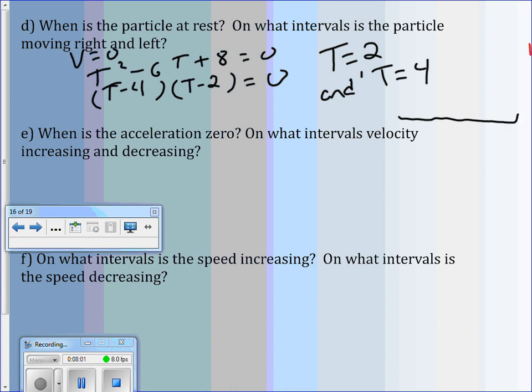Right, so I'm going to start out at 0. There's a 2. There's a 4. If your time is starting at 0, unless they specify some other time interval, we're going to start at 0.